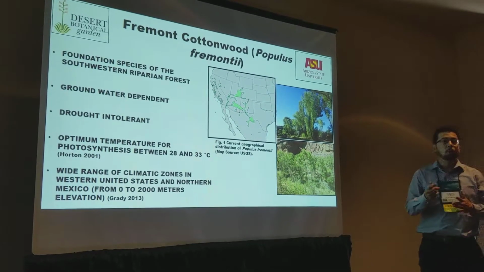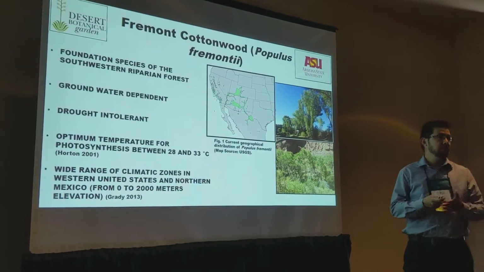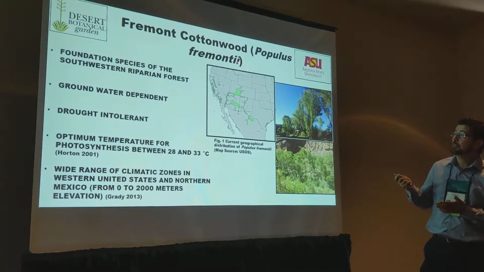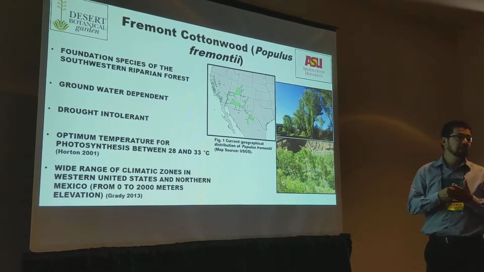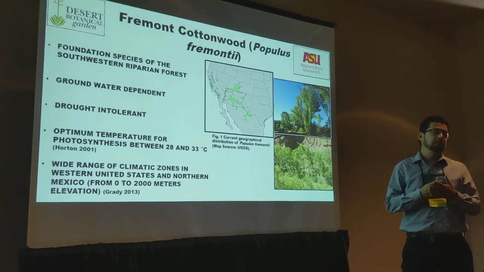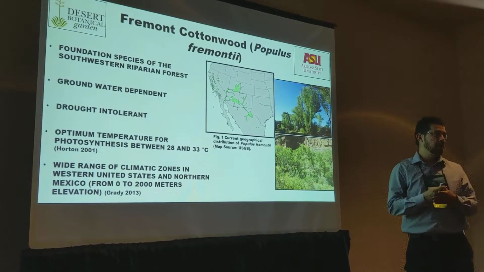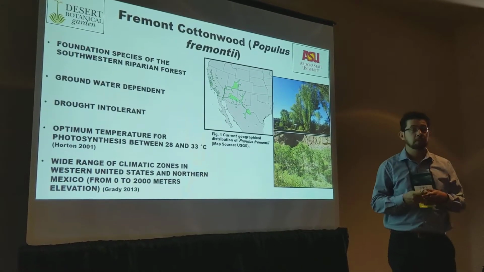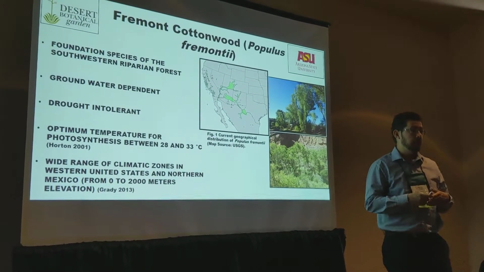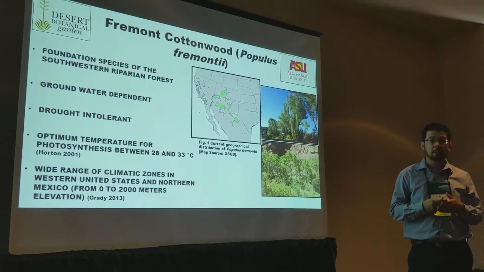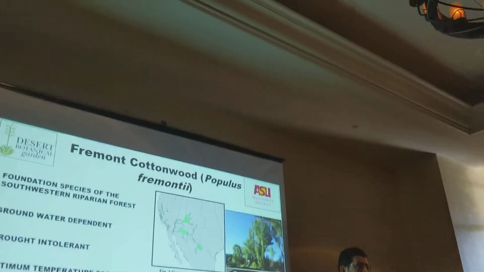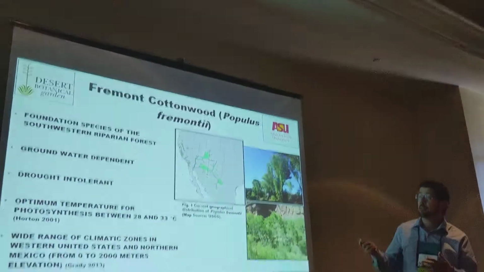So basically, the water relations of Populus fremontii here in the Sonoran Desert. As you can see over here, Populus fremontii is a really important species for us here in the Southwest because it's a foundation species of the Southwestern riparian forest. The Southwestern riparian forest is a hot spot of biodiversity. It's the most important we have here in the Southwest.